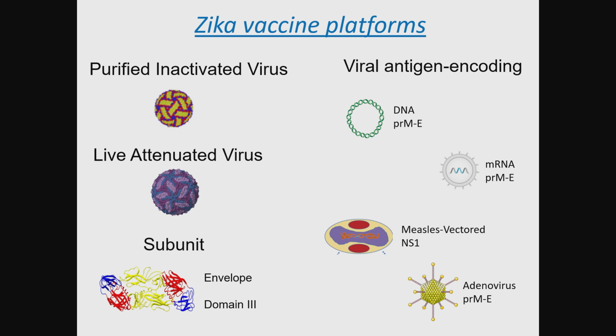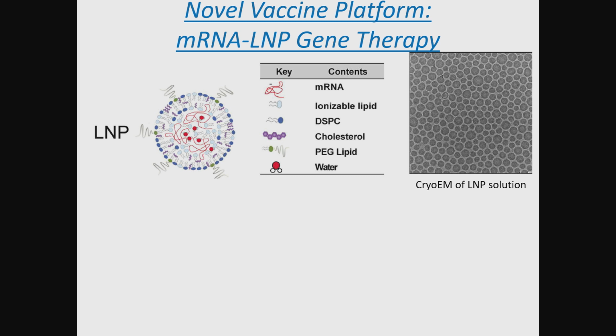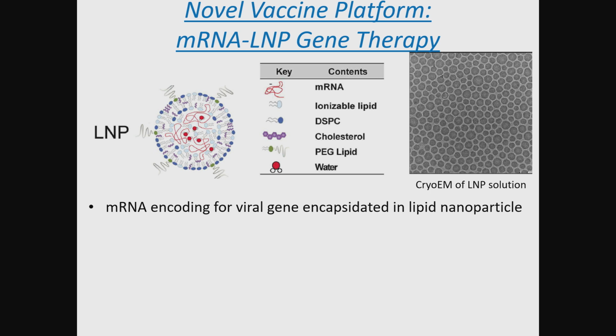But of course, today we're going to talk about the mRNA vaccines and the development of a novel mRNA vaccine using the mRNA lipid nanoparticle gene therapy platform. And so with this platform, we simply have the mRNA which encodes for our viral genes, encapsulated in a lipid nanoparticle. And we're going to hear some more about some of these nanoparticle structures later on in the second talk today.